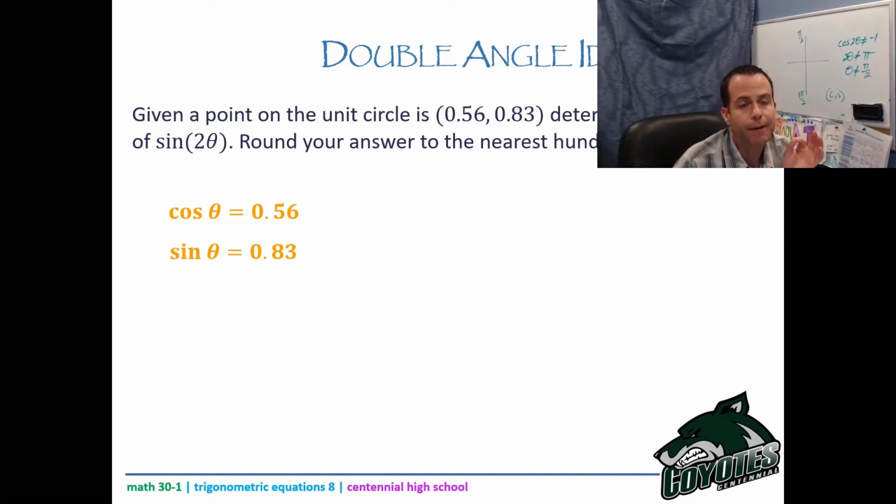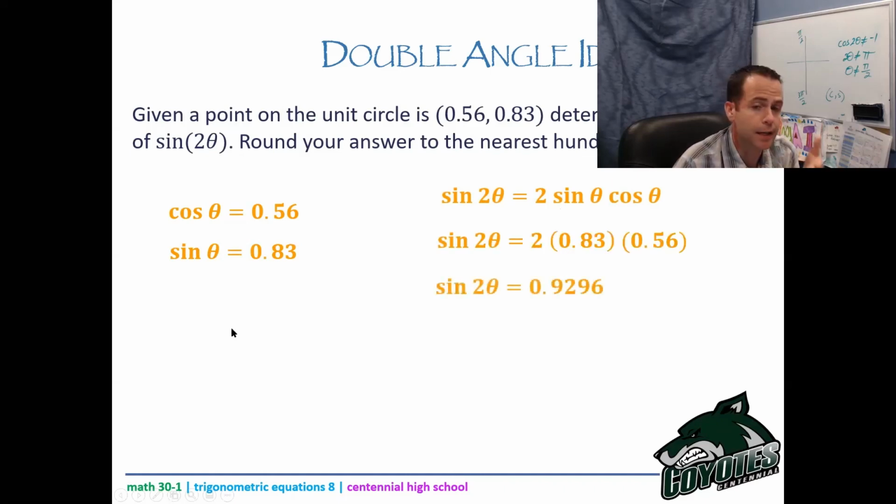So if I expand sine of 2 theta, I know that sine of 2 theta is 2 sine of theta cos of theta. Well, I already know what the sine of theta is, and I already know what the cos of theta is. I just plug those values in and multiply. That's going to give me sine of 2 theta is 0.9296. Then I was asked to round to the nearest hundredth, so sine of 2 theta is 0.93.